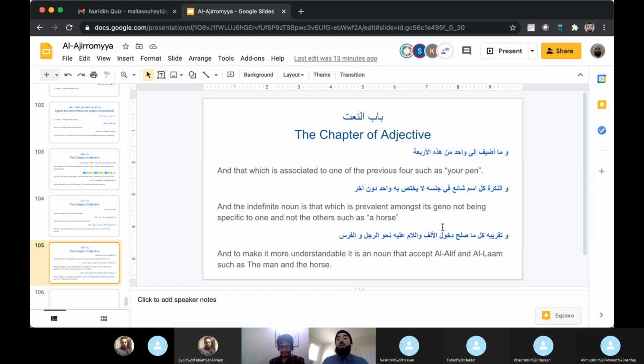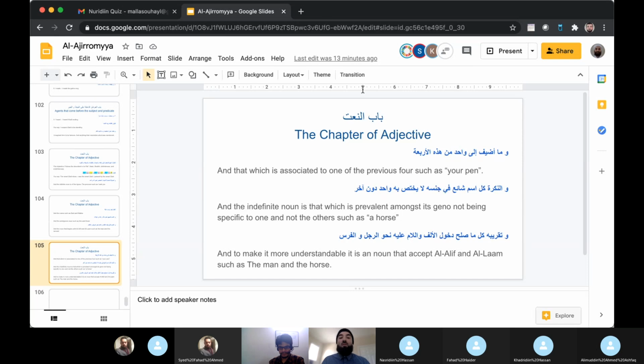والنكرة. So that was what we mentioned. What you have mentioned so far are the definite nouns, and then والنكرة كل اسم شائع في جنسه. النكرة means the indefinite. What is the indefinite? The author says النكرة كل اسم شائع في جنسه لا يختص به واحد دون آخر. The indefinite noun is the noun which is prevalent amongst its type.